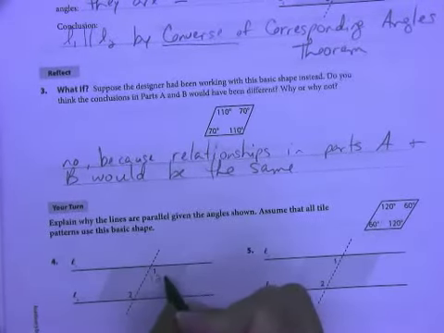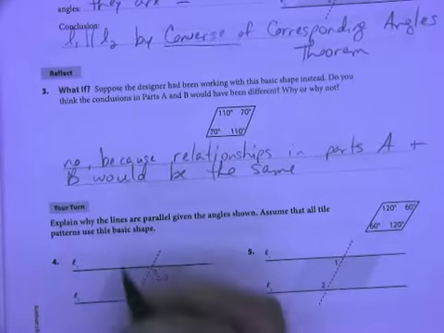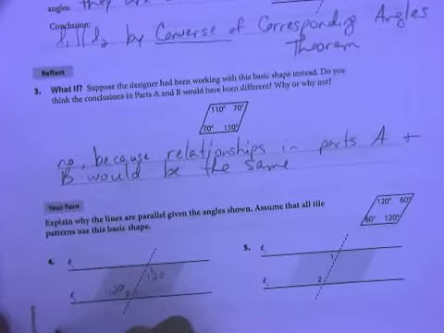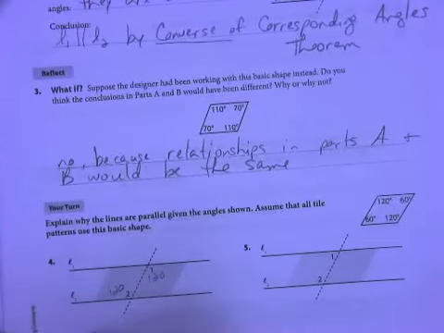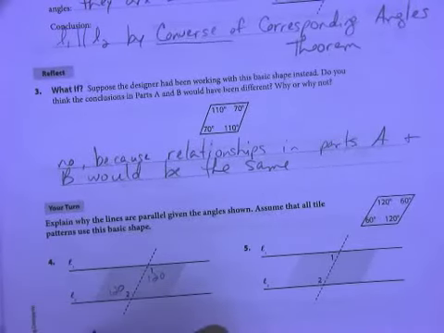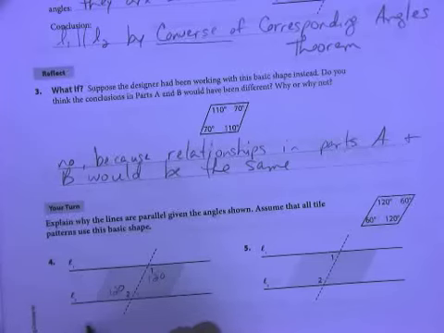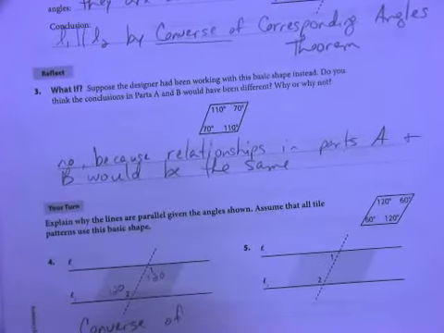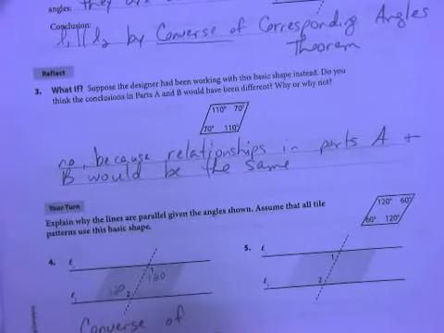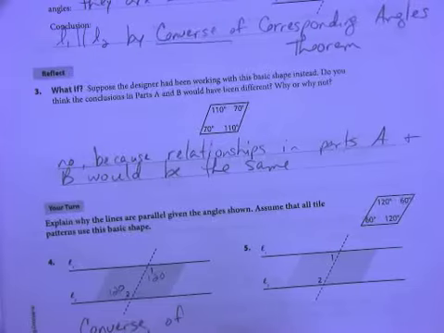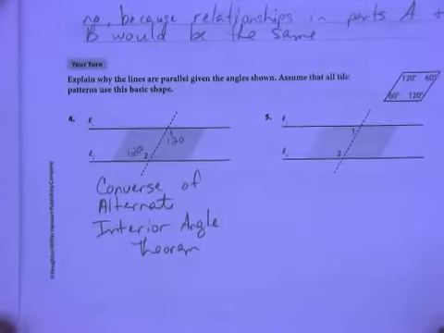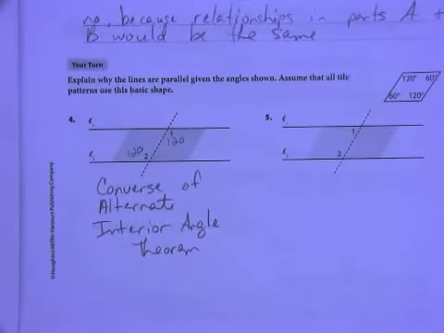In this your turn 4, it's asking us to explain why the lines are parallel. So we're using this same diagram here. This angle 1 is 120. This angle 2 is also 120. So they are parallel because of the converse of the alternate interior angle theorem.